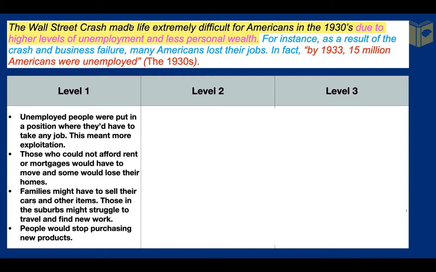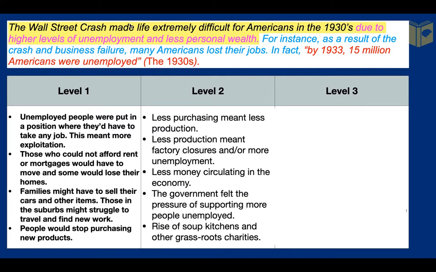Now I move up to level 2. What effects does that have on the smallest part, and then on the whole? So let's consider this. If people stop purchasing new products, as I've said in level 1, what effects does this have on the whole system? Well, I've said less purchasing meant less production. Less production means more factory closures and or more unemployment, and that means less money circulating in the economy.